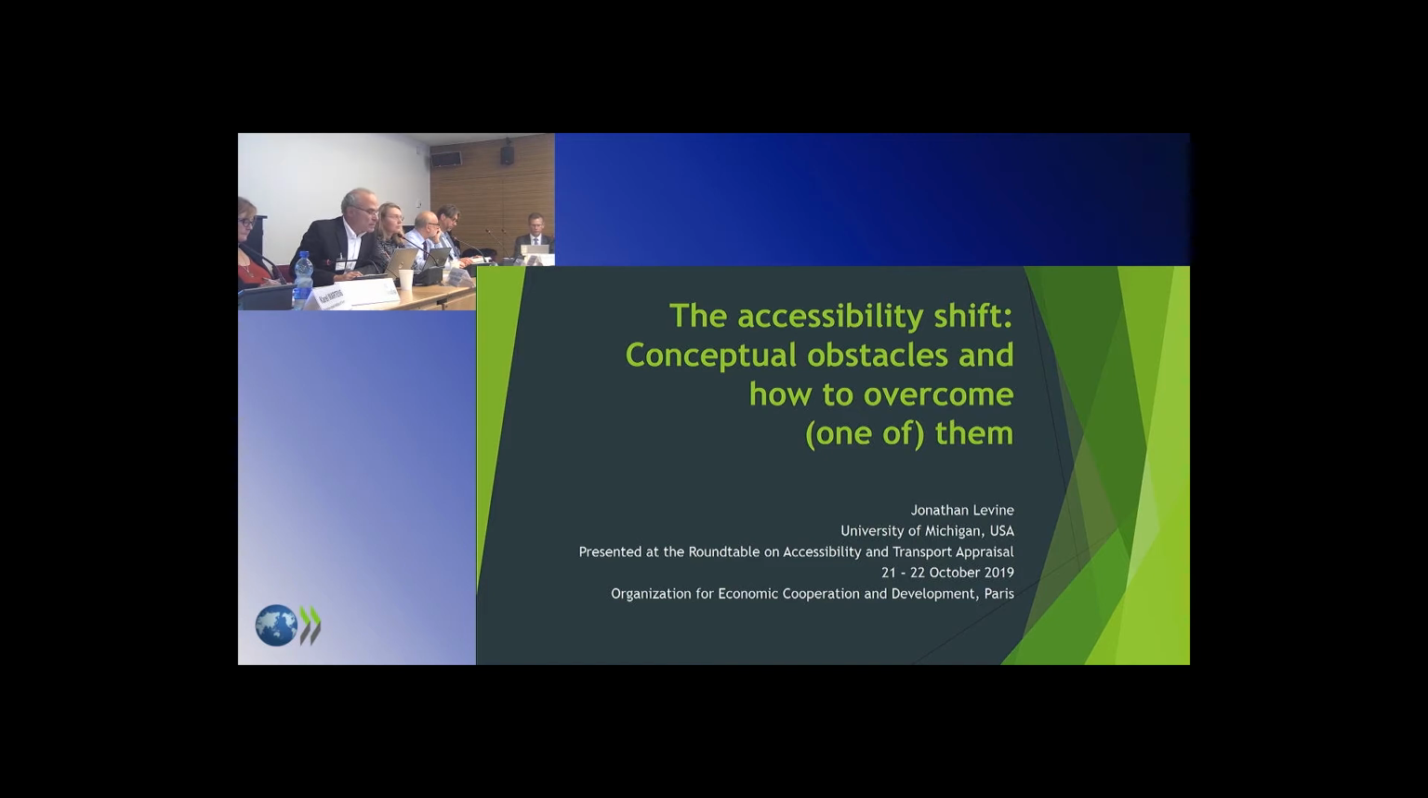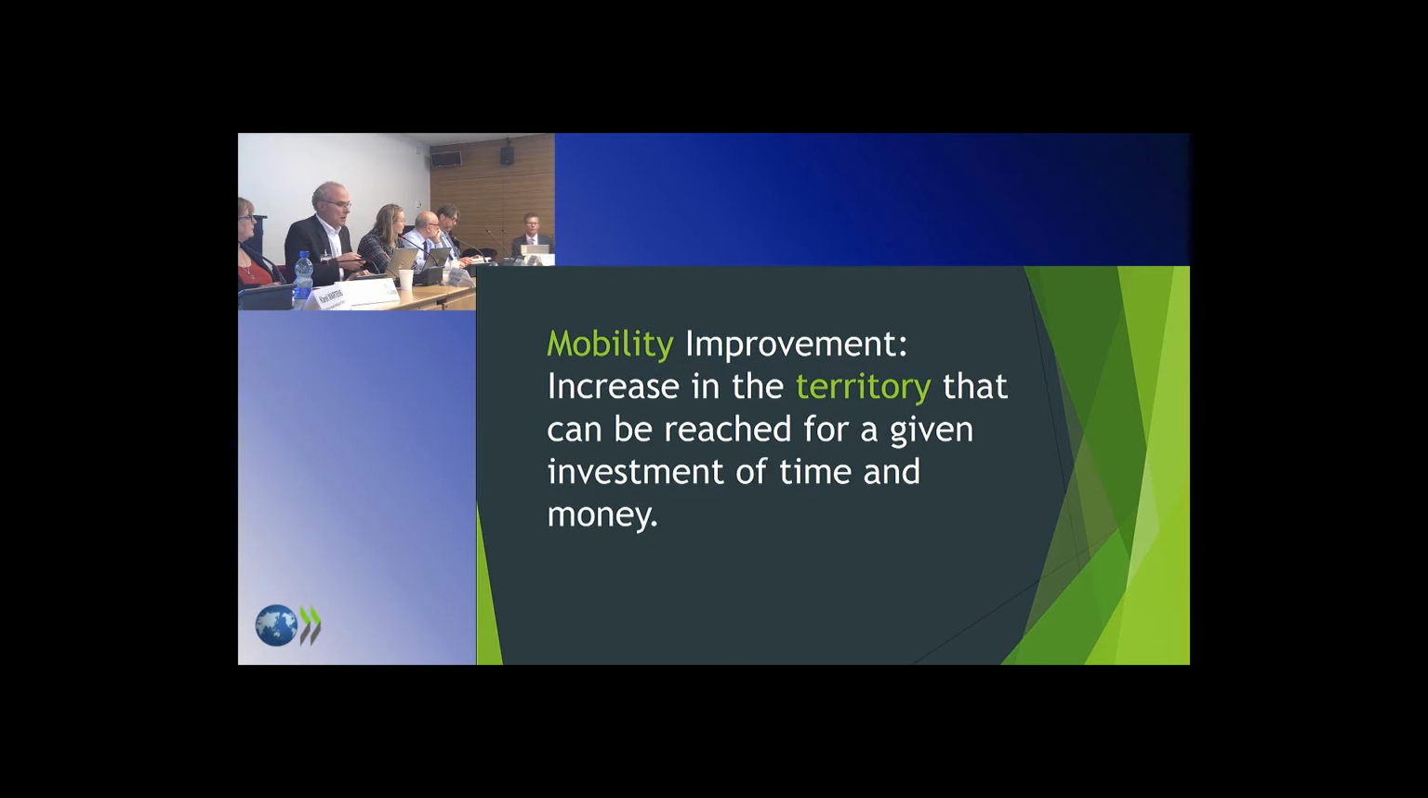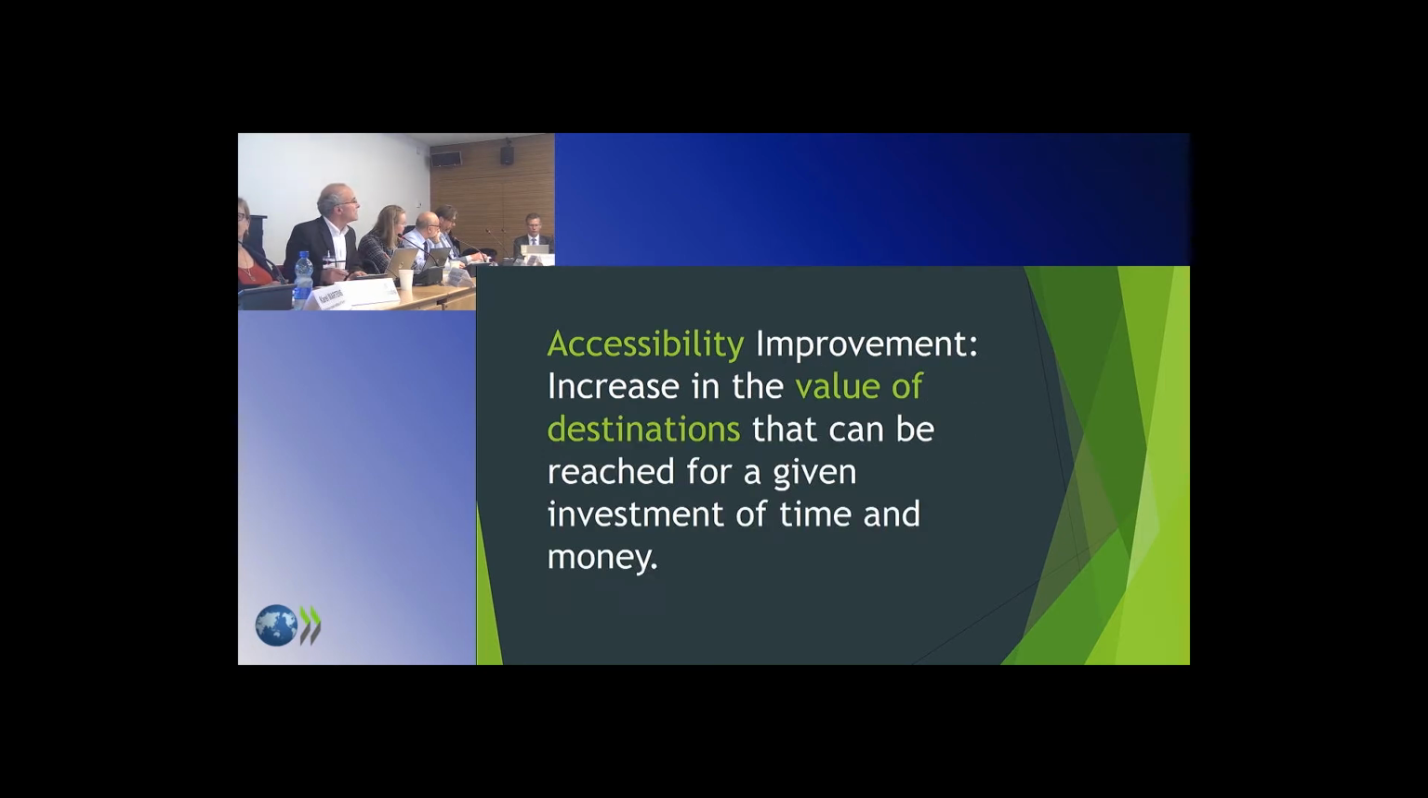I think the next two slides are going to be completely consistent with what both Eric and Carl said about definitions. I just like to give it my own spin. A mobility improvement is an increase in the territory that can be reached for a given investment of time and money. An accessibility improvement is an increase in the value of destinations that can be reached for a given amount of time and money. That's it.